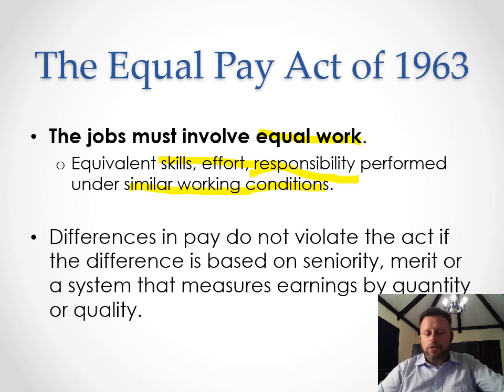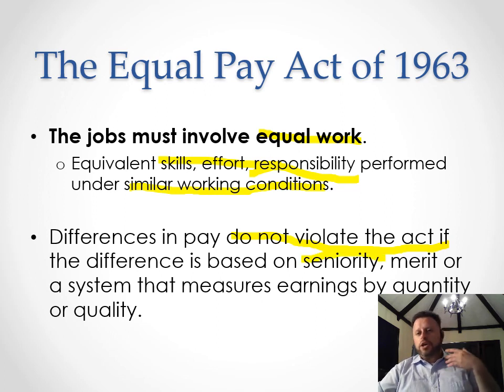I don't know what anybody's salary is in CIP, so I have no idea if I earn more or less. I would assume I earn the same thing. But differences in pay are okay. They do not violate the act if they're based on something reasonable. It could be seniority, which means Cecilia has been at the school for like 12 years or something, 7 years, I don't know, some long time. I've been at the school for 4 years, so she should make more. Merit: what if every year she won the Teacher of the Year award? Well, then she should get more money. Or any other system that measures quantity or measures quality.